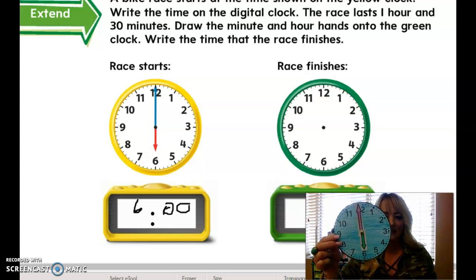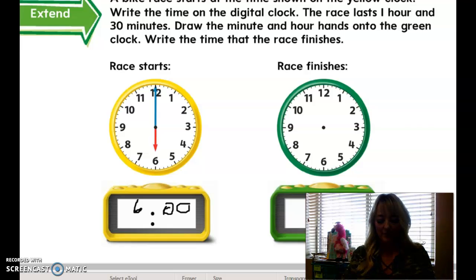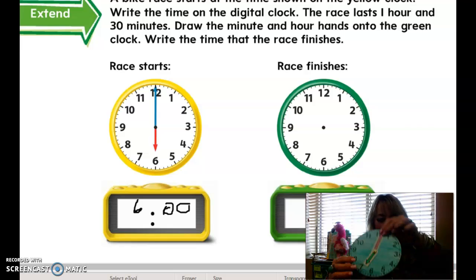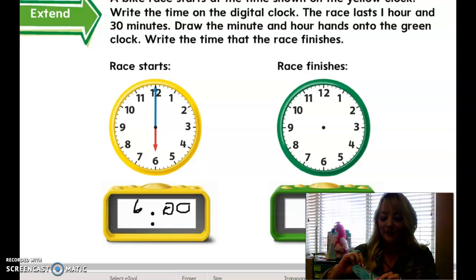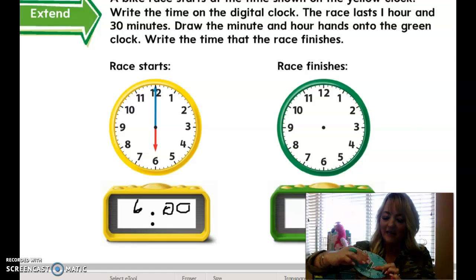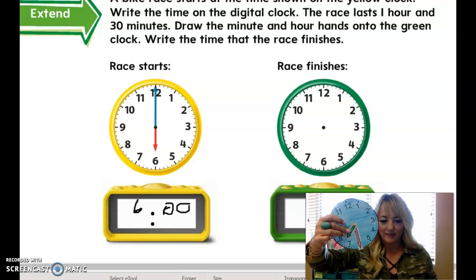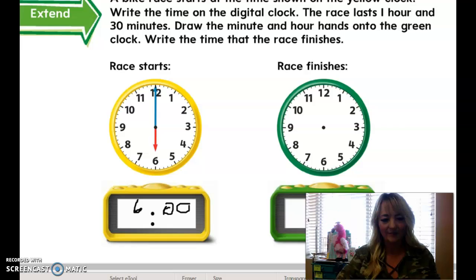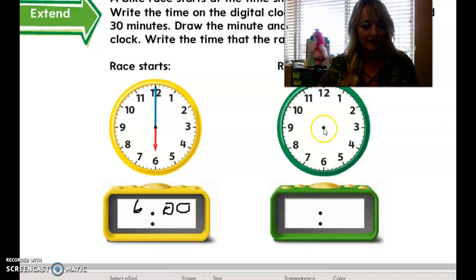But the race lasts an hour and a half. So an hour would go all the way around and we'd end up at 7 o'clock. That would be an hour. But then we have to add half an hour. So the hour hand would go between the 7 and the 8, and then the minute hand would go straight down to the 6. So we'd have 7:30. On the analog clock, you can draw your hands between the 7 and 8, and then straight down.